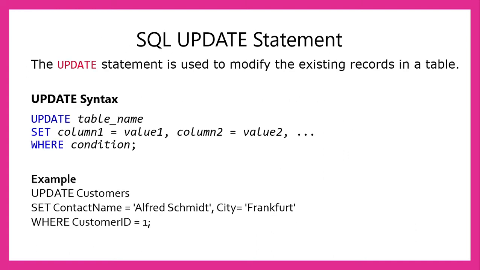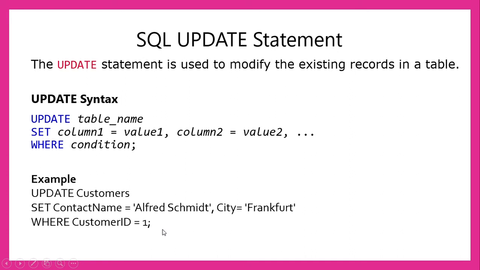So next is SQL UPDATE command. If we want to modify our existing record, then we can use the SQL UPDATE command. Syntax for SQL UPDATE is UPDATE table_name SET column1 = value1, column2 = value2 WHERE we can put the condition. For example, UPDATE Customers SET ContactName = 'Alfred Schmidt', City = 'Frankfurt' WHERE CustomerID = 1.